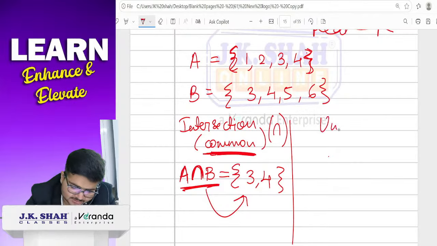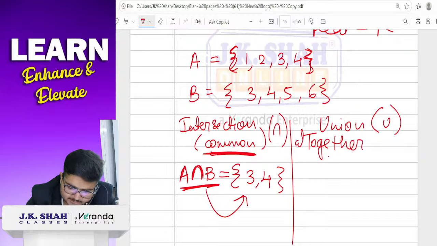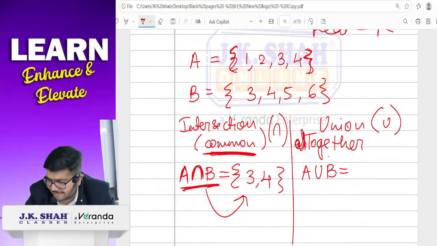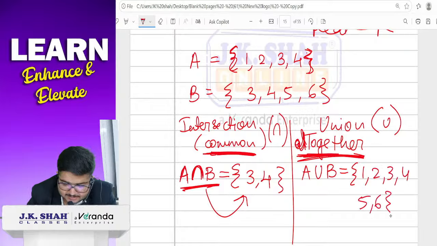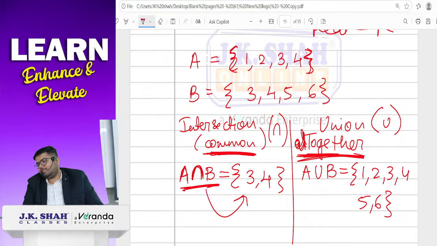There is one more concept called union. What is union? It is denoted by U, and union means all together. For example, they will ask you A union B. What is A union B? Elements of A and elements of B will all come together and form a large set, for example 1, 2, 3, 4, 5 and 6. These are the elements of A union B.